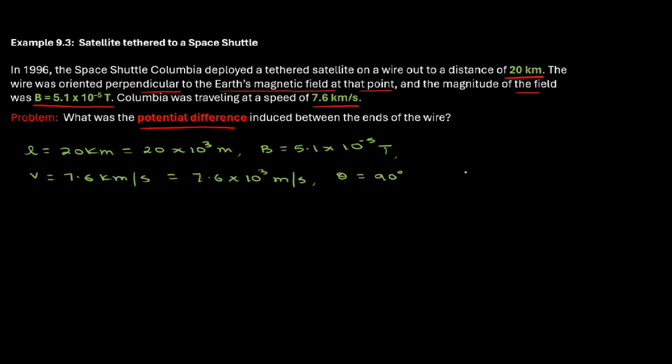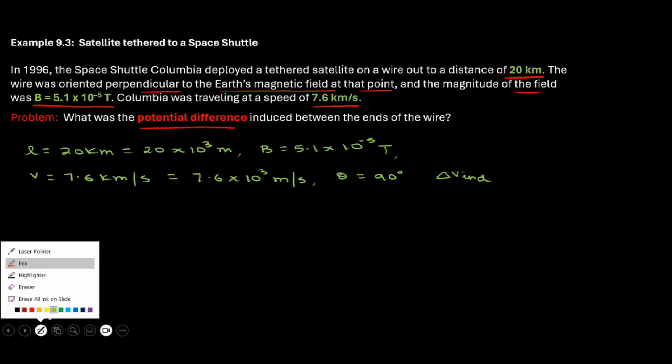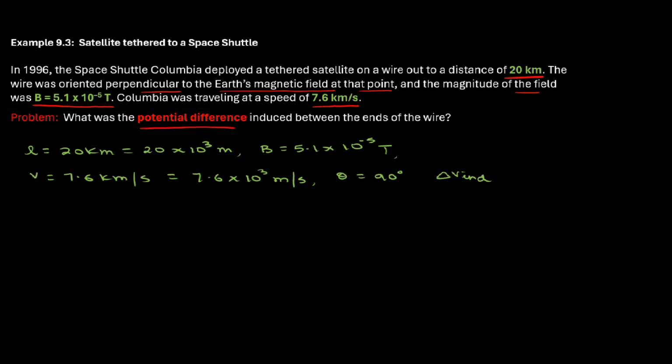They want me to find what is the induced potential difference. So what is delta V induced? Now this is a case of motional EMF, where you have a wire which is moving inside a magnetic field. And for motional EMF, the induced potential difference is equal to the product of magnetic field B, the length of the wire, and the speed with which the wire is moving, which is BLV.